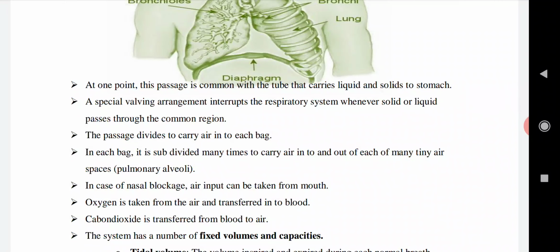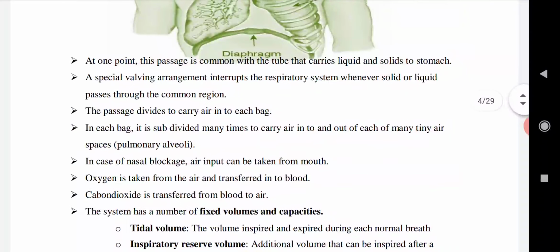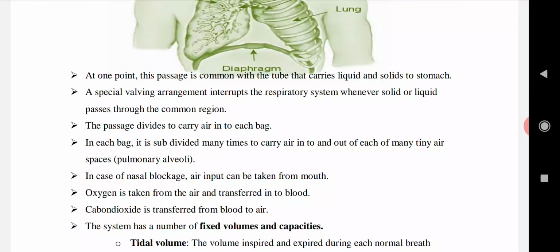In each bag, it is subdivided many times to carry air into and out of each of many tiny air spaces, called pulmonary alveoli. Next, in case of nasal blockage, that is, any problem in our nose, air input can be taken through the mouth. Oxygen is taken from the environment or air and transferred to the blood, and carbon dioxide is transferred from the blood to air. That is, in inspiration we take in oxygen, and in expiration carbon dioxide is given out.